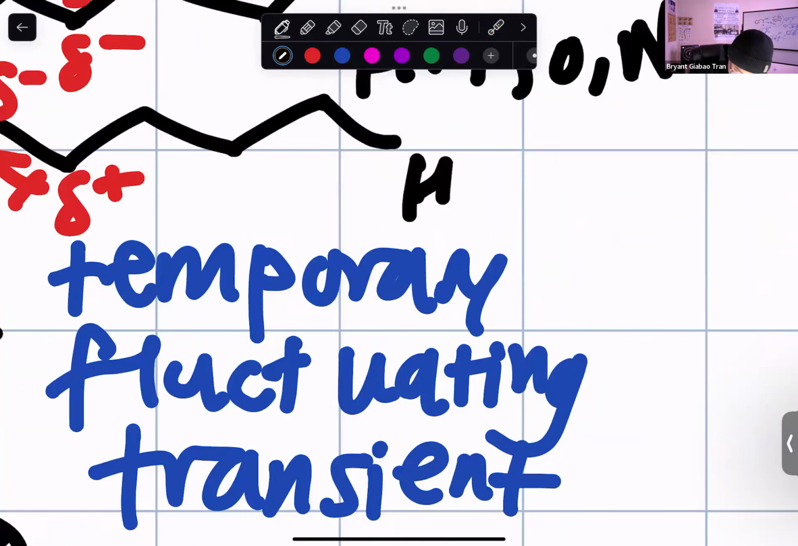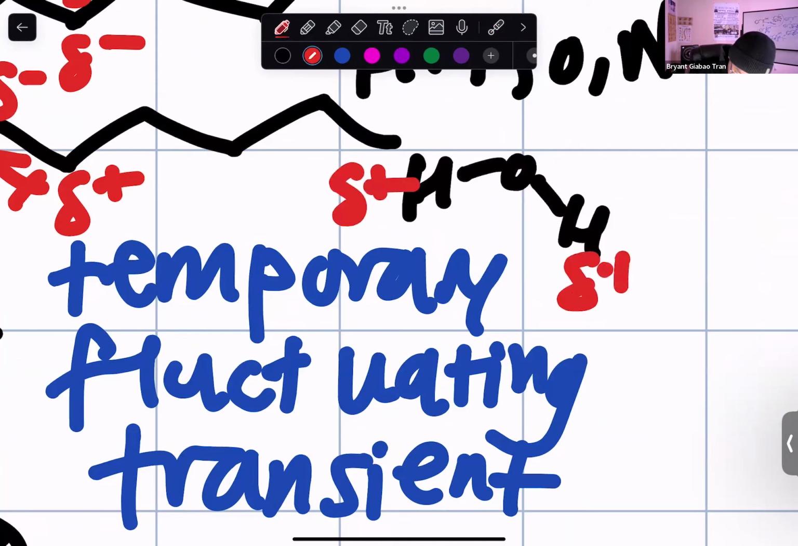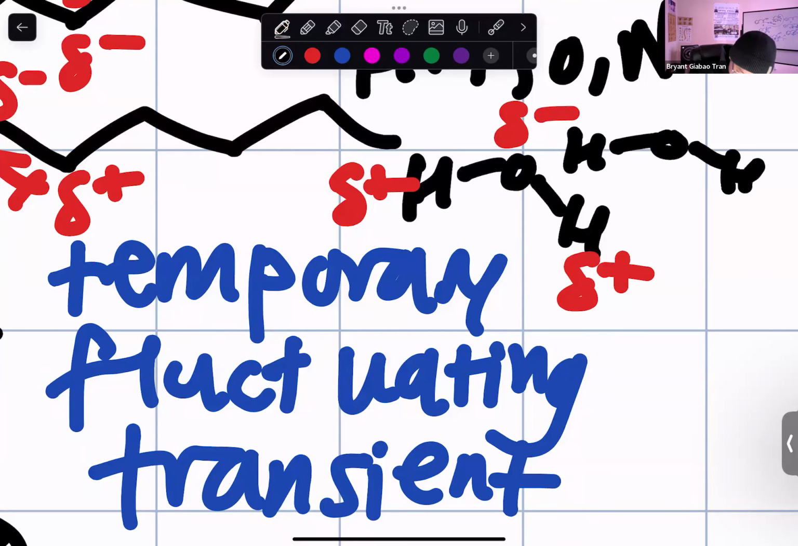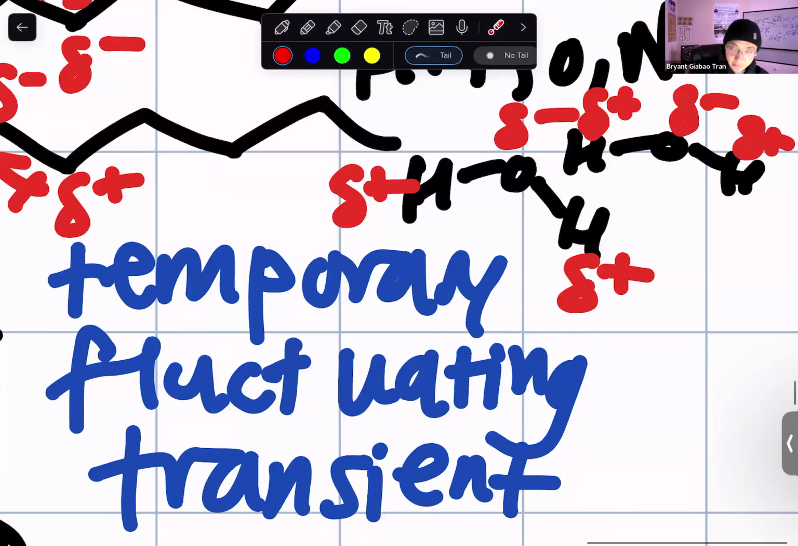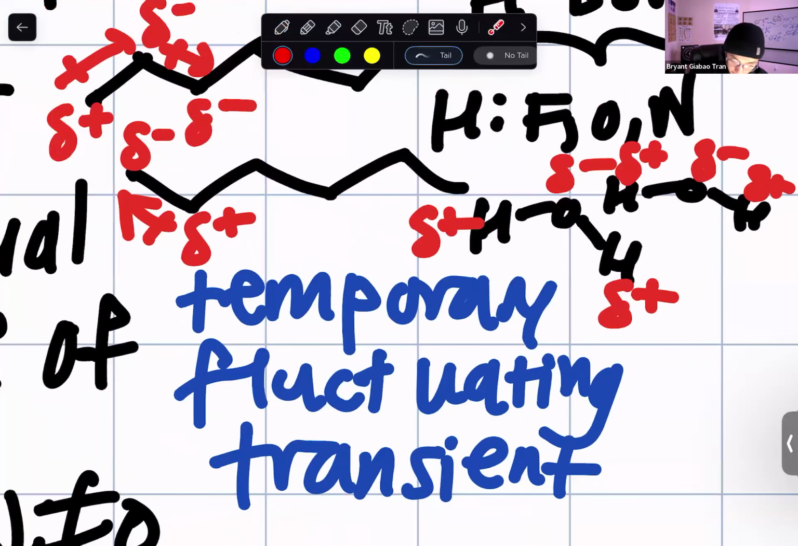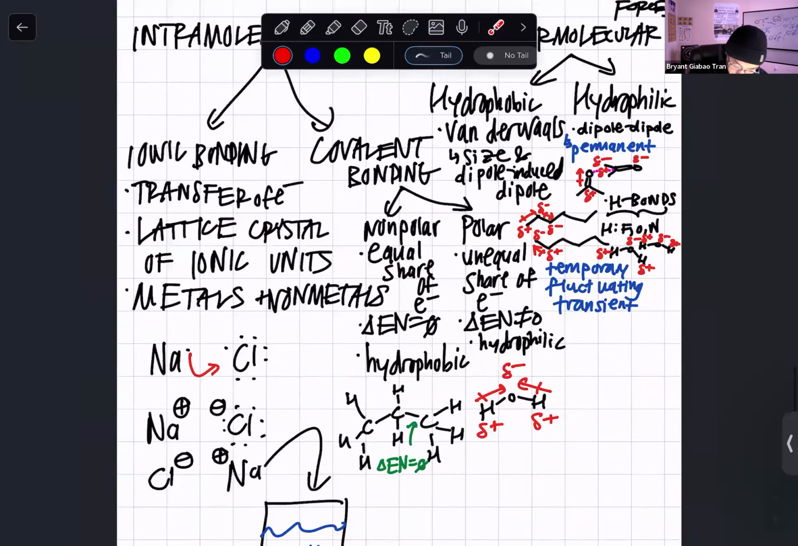So if I have water right here, where the partial charge of the hydrogen is positive and the partial charge of oxygen is negative, they are going to be attracted like this to other water molecules. The partial negative charge of the oxygen is going to be attracted to the partial positive charge of the hydrogen, right? And a lot of water molecules are going to surround itself in a way where the partial negative charge is going to be attracted to the partial positive charge, and like charges will repel each other, right?